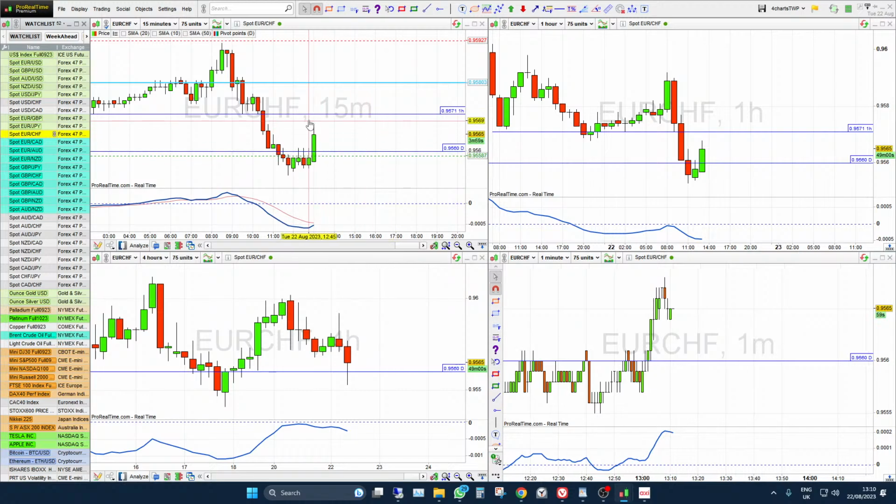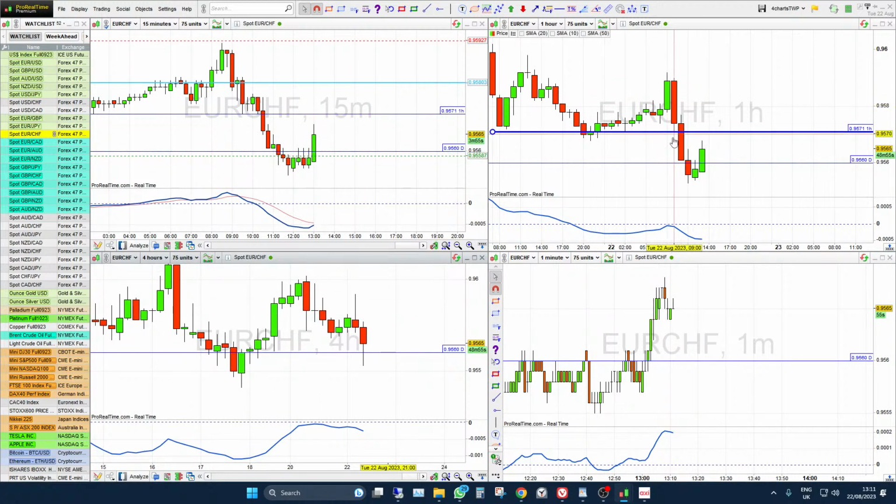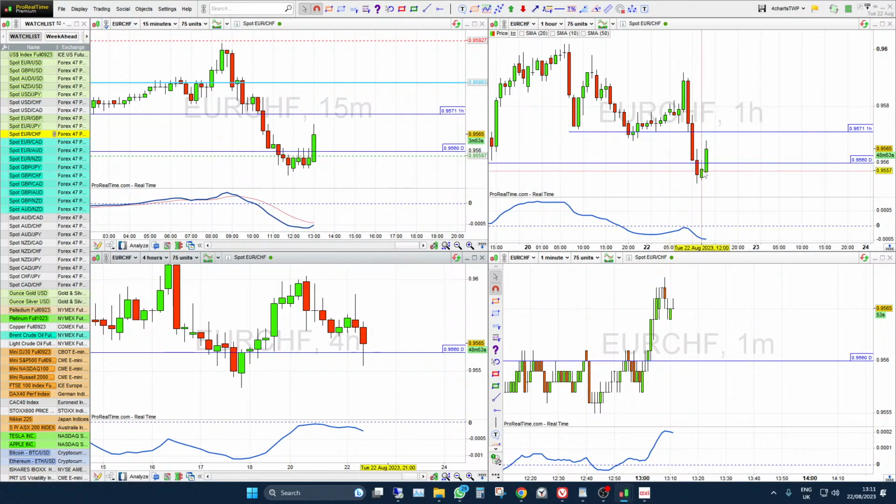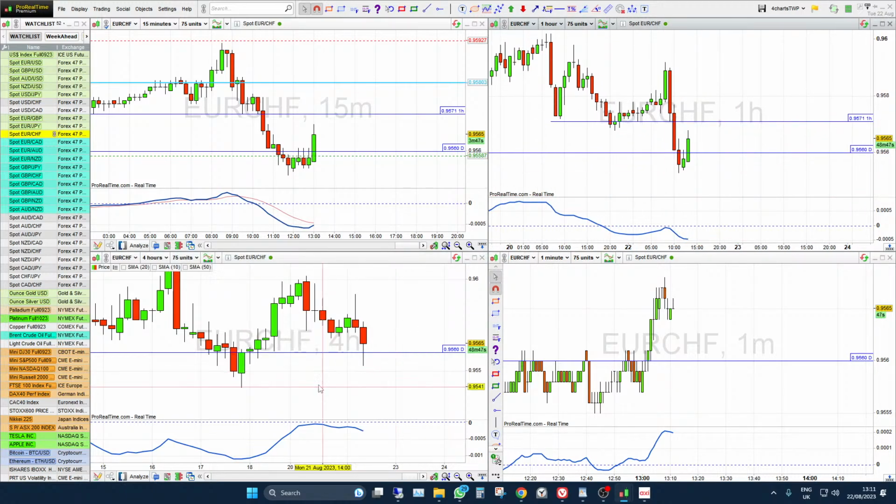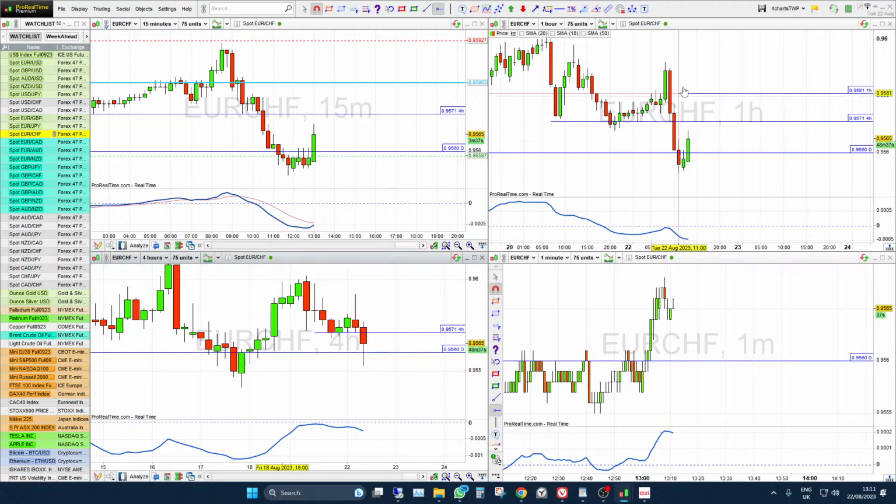Euro Swissy has broken to the upside. So looking for that to, what are we doing here? Oh no, over here, sorry, it's overextended, looking for it to come back into this area and then potentially fail and continue down. Because the 4-hour is in a downtrend, there's a little bit of a level of support here. We've broken through that, and price is potentially now looking to come back and retest this.